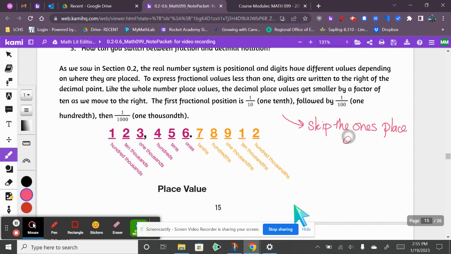We start with the tenths. So this would represent 1 out of 10. This would be 1 out of 100, 1 out of 1,000. And so this is our decimals, and you'll notice that all of them have the TH in its place value in the end.